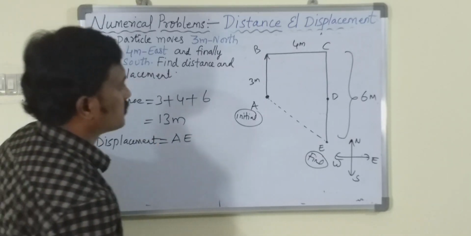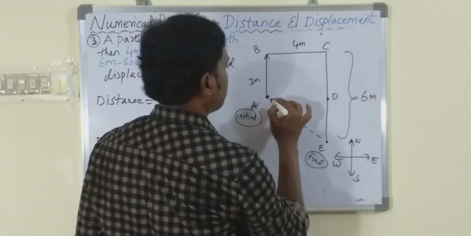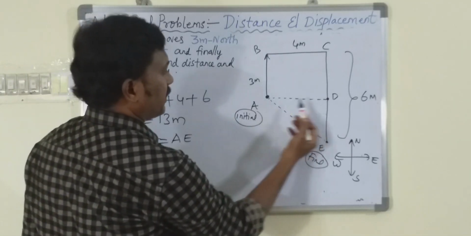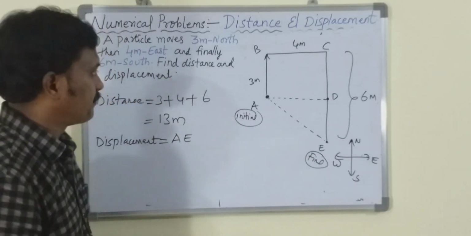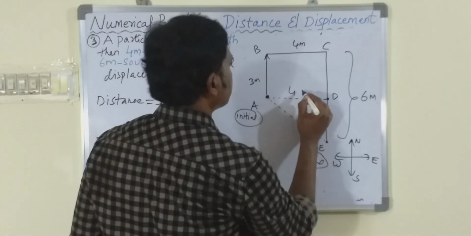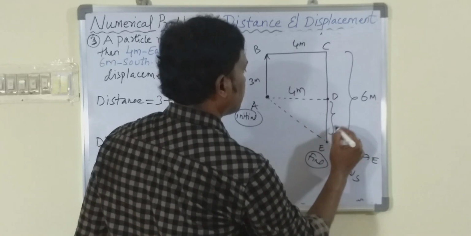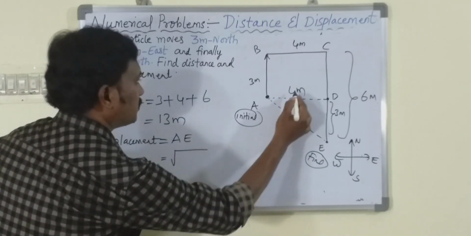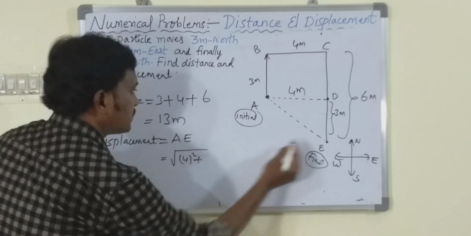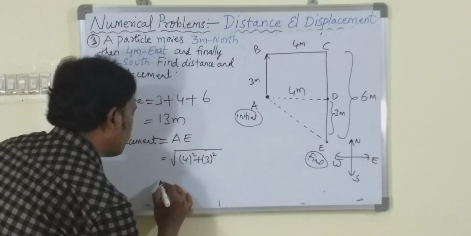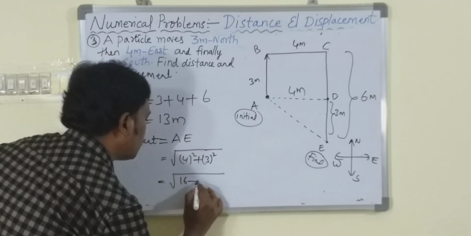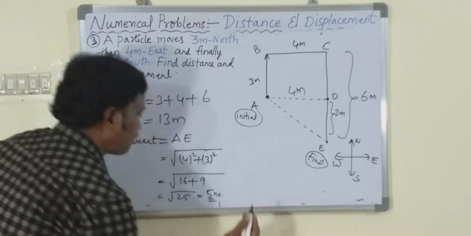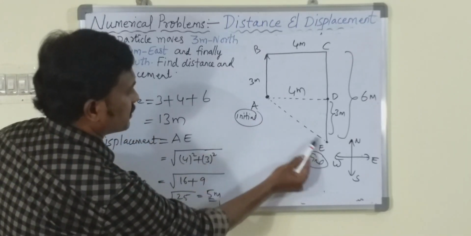Now how to get that? So we know that the distance from here to here is 3 meters. If I just drop a line like this, I'm going to get a right angle triangle here, ADE. And again, I can apply Pythagoras theorem. So this is 4 meters, and this one will be 3 meters. I want AE. So AE is under root 4 square plus 3 square, under root 16 plus 9, under root 25. That is 5 meters. So this is the displacement and it is 5.